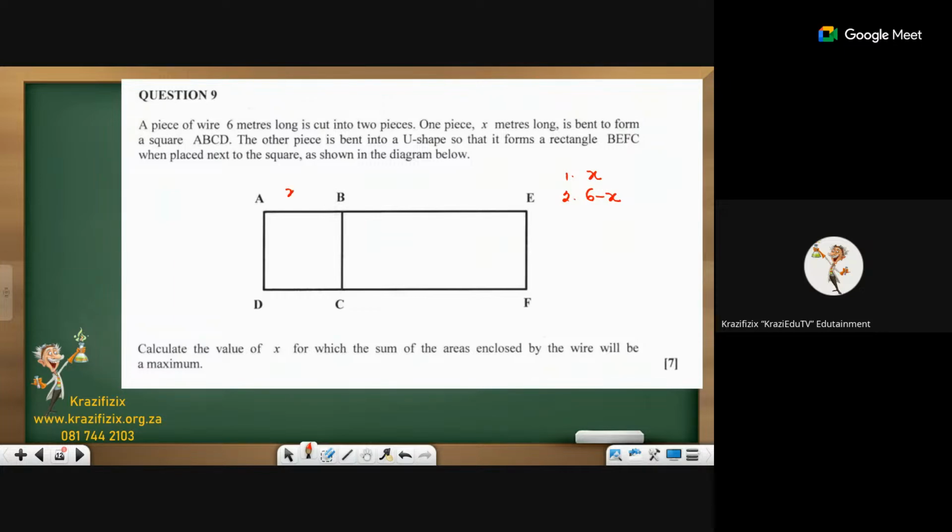It's X over 4 and X over 4. Makes sense? So we take one piece and divide it into 4. The other piece, what is the other piece? 6 minus X. Now bent into a U shape so that it forms a rectangle. Please take note.